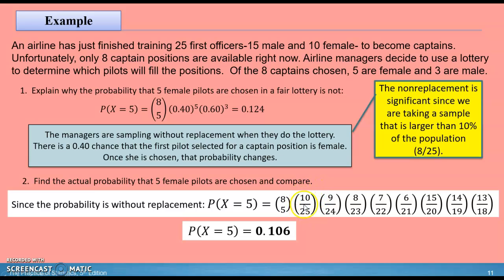This is representing 10 out of 25. So there's 25 people to start with, and this first person chosen, since we're using 10, that's representing a female. Then we've got 9 out of 24 because we are assuming this first person chosen was female. So our pot goes down, how many people we're choosing from, and our female total goes down. That same thing happens until we get 5 females. And then we still have a smaller pot because 5 females were removed from our total 25 first officers. But now we're getting 3 males because that's what actually happened according to our problem. So that's why we go to 15, 14, and 13, and then we find that that probability is 0.106.